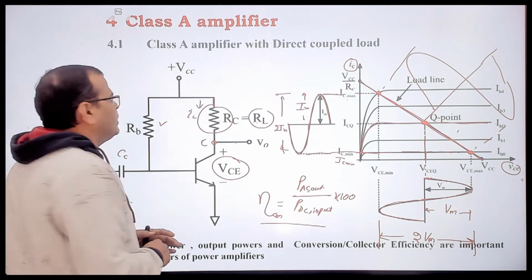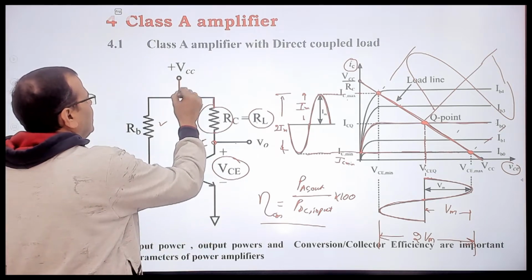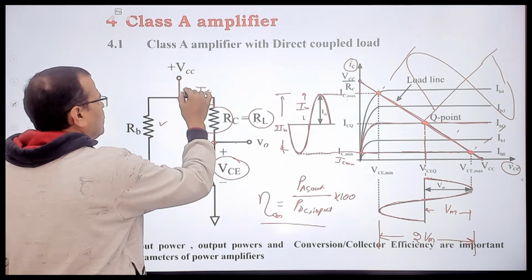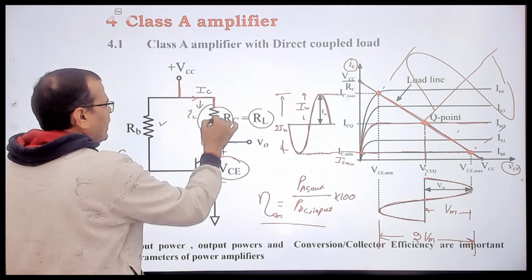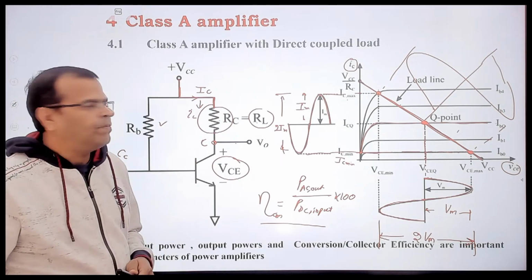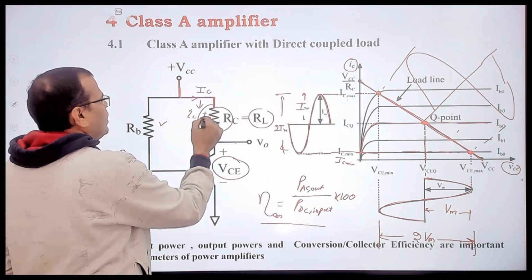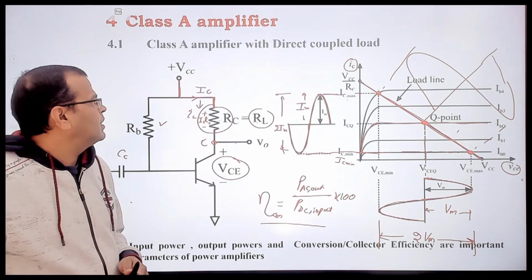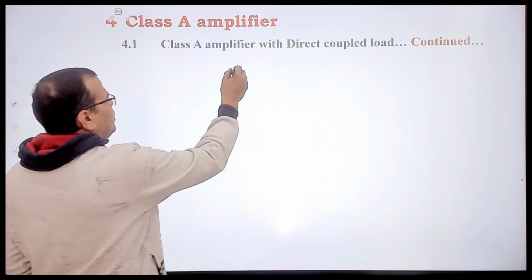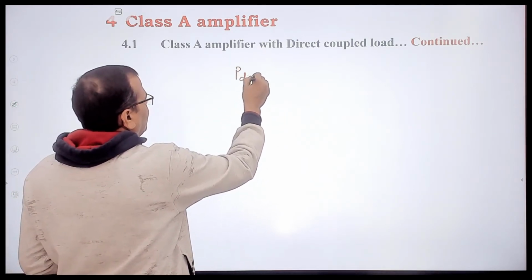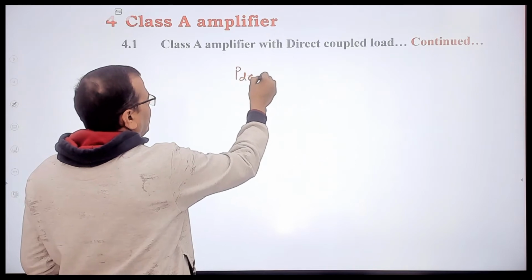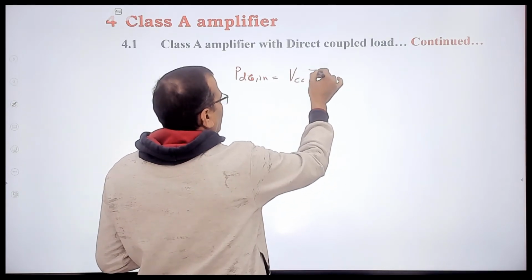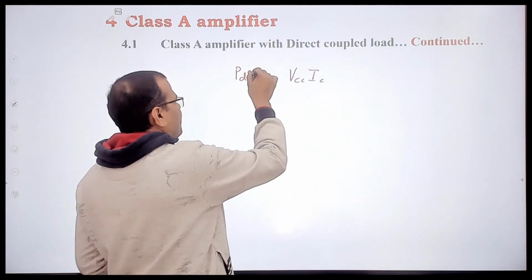So when we talk about DC input power, we have some collector current IC and we have VCC. The power coming from the supply to the collector side is nothing but the DC input power. The voltage drop across RC will be IC into RC. So P DC input, that is the DC input power, is nothing but VCC into IC.